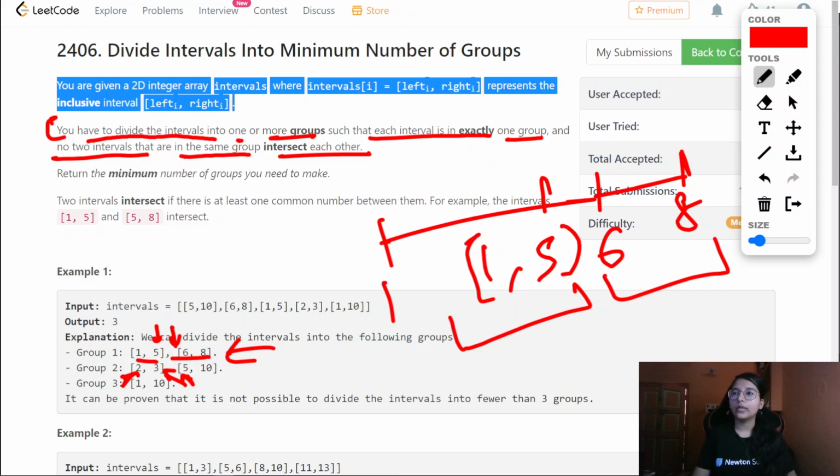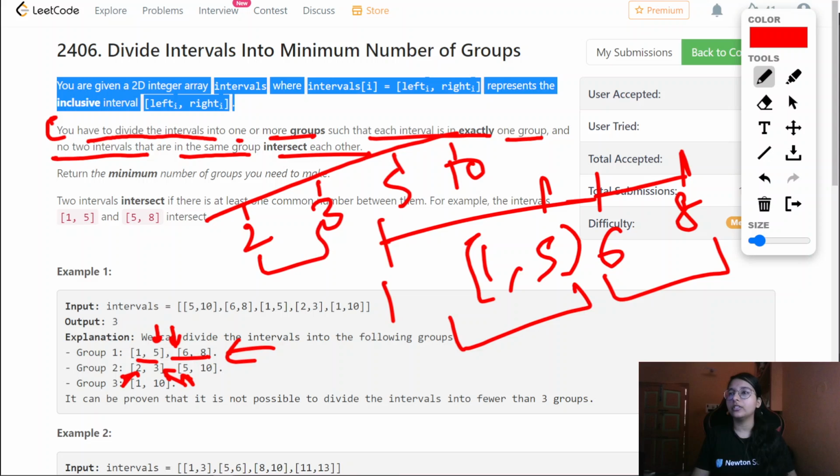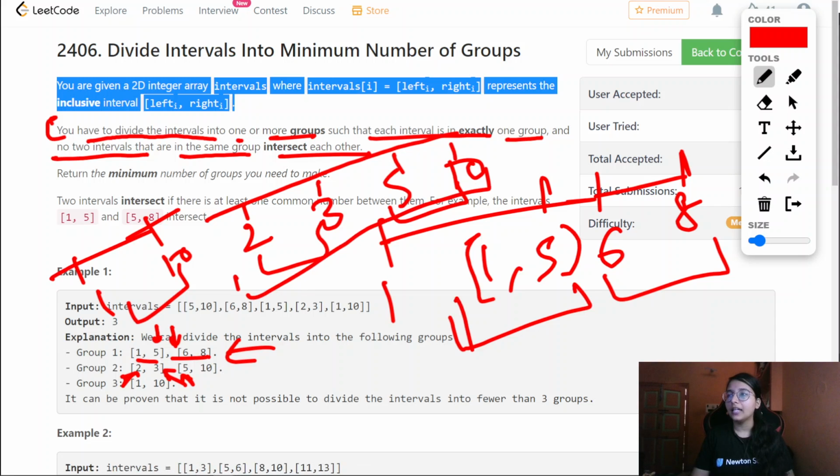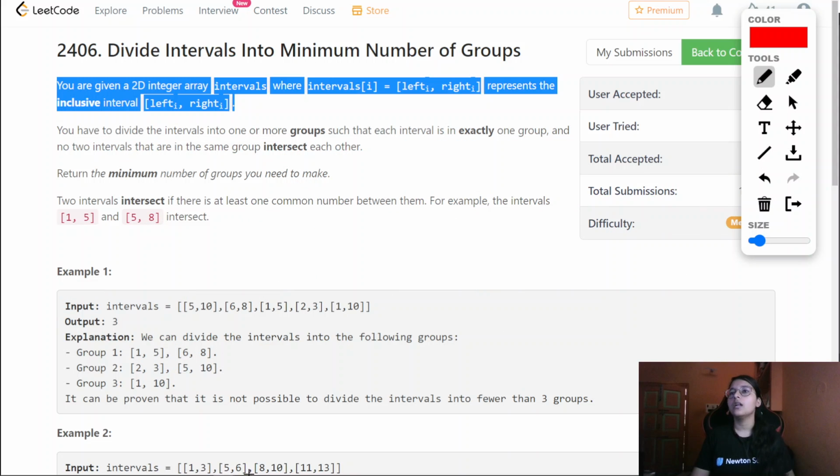Then in the other one you can see that 2 starts here, 3 here, 5 here, 10 here, right? So here you can simply take that intervals 2 and 3 both don't intersect, and at the end 1 and 10 comes out to be some other group, because if we take 1 and 10 here, it will intersect all of this, and here also it will intersect all of this, right? So that's why we have taken this as another group, that is a third group. So yeah, this was all for this particular explanation.